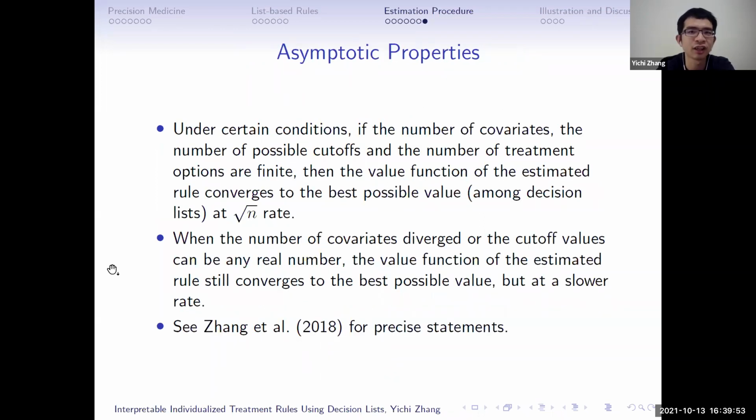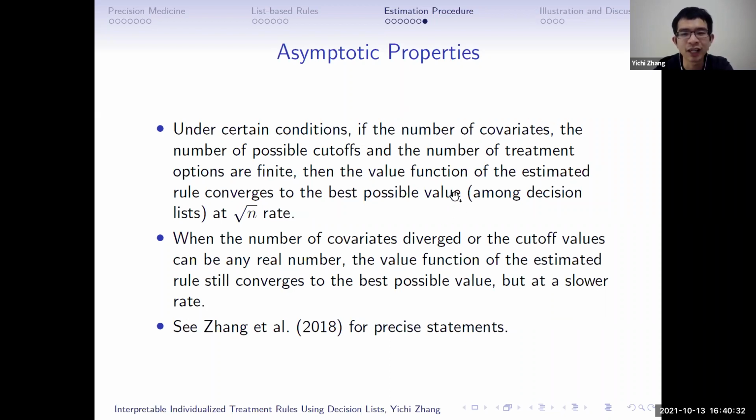I would like to also briefly talk about the statistical properties of these proposed procedures and comment a little bit about why in statistics we still might want to prefer a linear combination, not these list-based rules. We can show that if the number of covariates, those possible cutoffs, and the treatment options are finite, the possible cutoffs being finite means that all the covariates are either categorical or, if they are continuous, we only consider finitely many cutoff values.